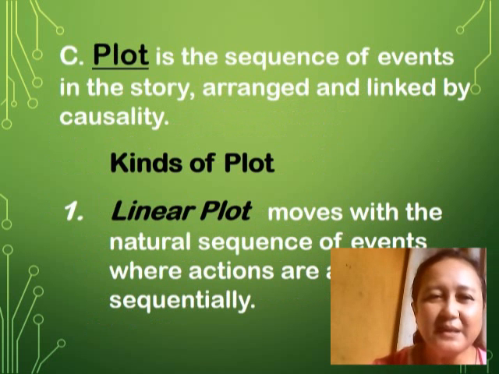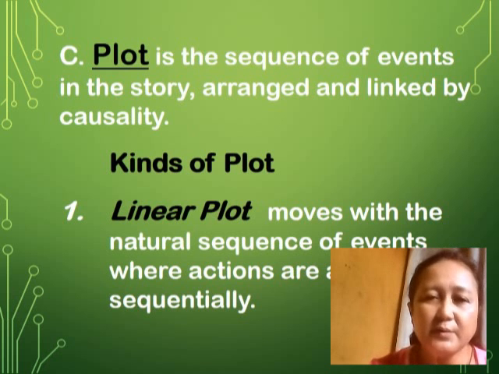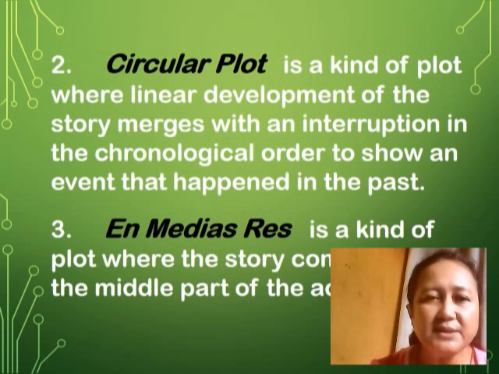Okay, next is the plot. Of course, it is the sequence of events. There is a plot that we call linear, which moves with the natural sequence of the story, from beginning to end. So there is no interruption here. Unlike the circular plot, there is an interruption in the chronological order of the story. So sometimes the writer goes back to the past of this character. For example, a character suddenly remembers, as triggered by a particular memory of the past.